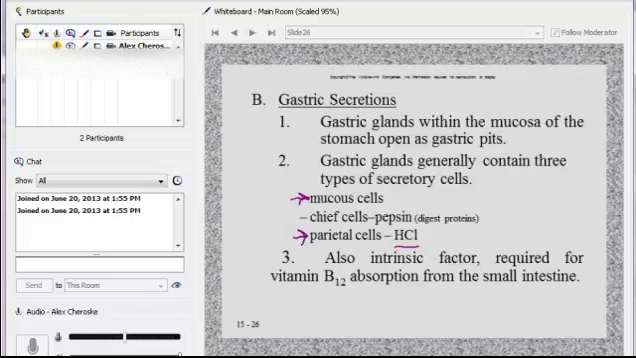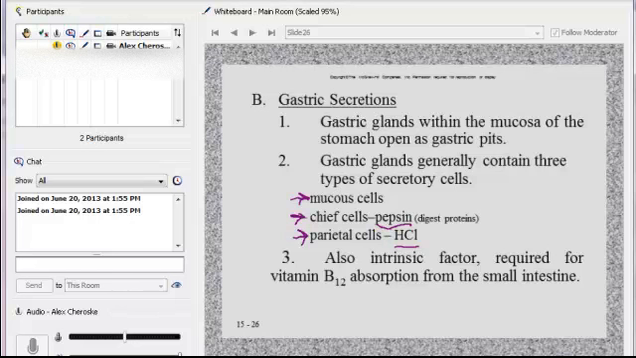The other thing is, we've got a set of cells that are called chief cells. And chief cells put out an enzyme that's called pepsin. And pepsin is an enzyme that helps to digest proteins. So we saw amylase coming in by salivary glands up in the mouth. Carbohydrates were getting their turn starting. Now we're seeing proteins starting to get their turn in chemical digestion.